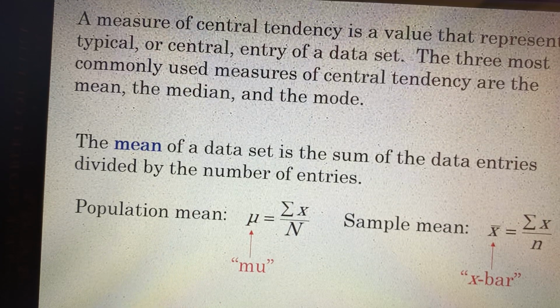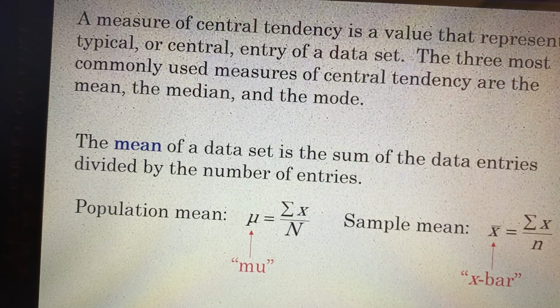So population mean is mu. Okay, it looks like, this is a Greek symbol. It kind of looks like a cursive M or a U put together. Mu is the symbol that we use for population mean. A sample mean is an X with a line on top of it, and it's called X bar. The uppercase N represents your population size, and the lowercase n represents your sample size. And the X's are your data entries.